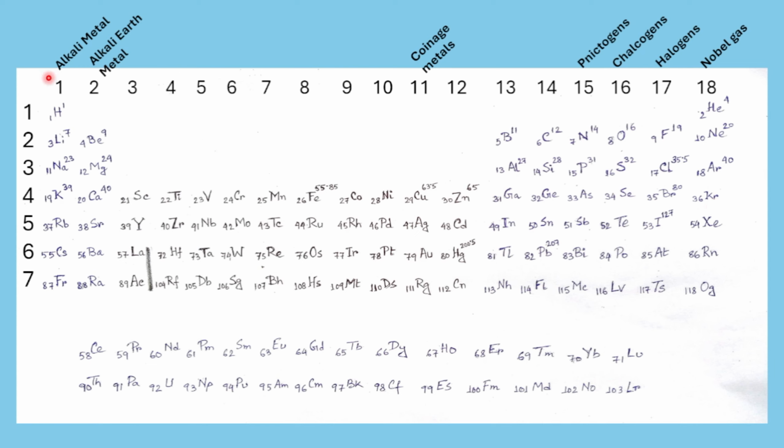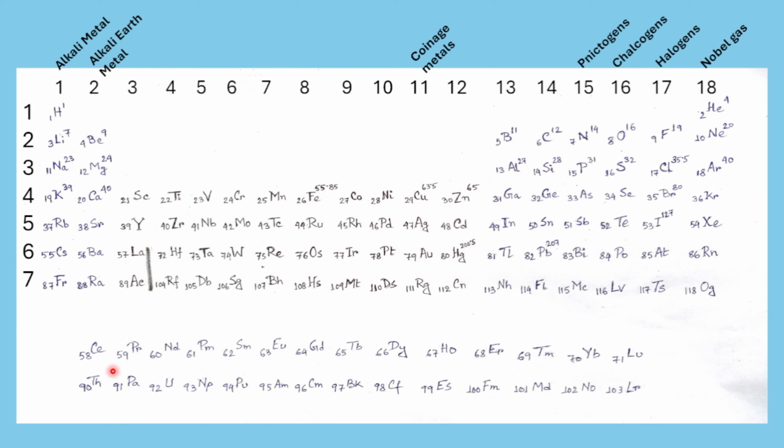Now group 1 and 2, these are actually S block elements. Groups 13 to 18 are P block elements, and in between them we have group 3 to group 12, these are D block elements. And inside this D block, in this space, we have these F block elements.